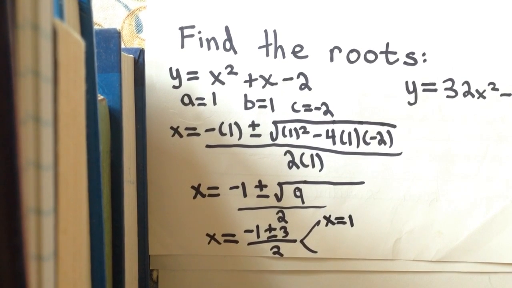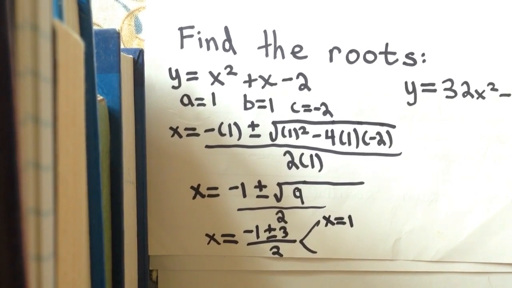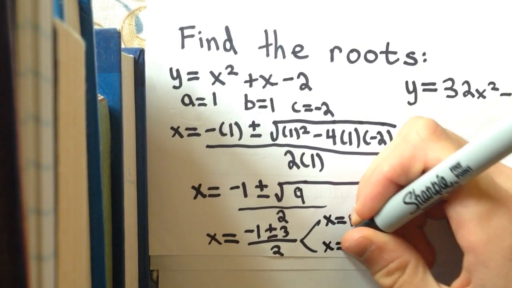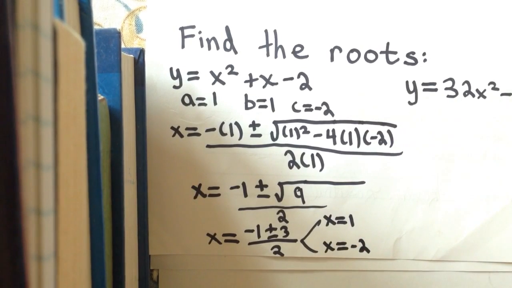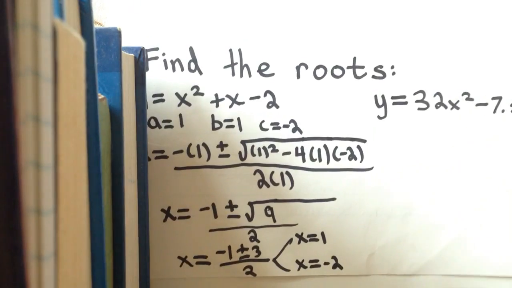Or we can assume that we're going to use the negative value. It'll be negative 1 minus 3, which is negative 4, divided by 2, so negative 2. So x is equal to negative 2. And those are the two values of our equation. Let's move on to another one over here.